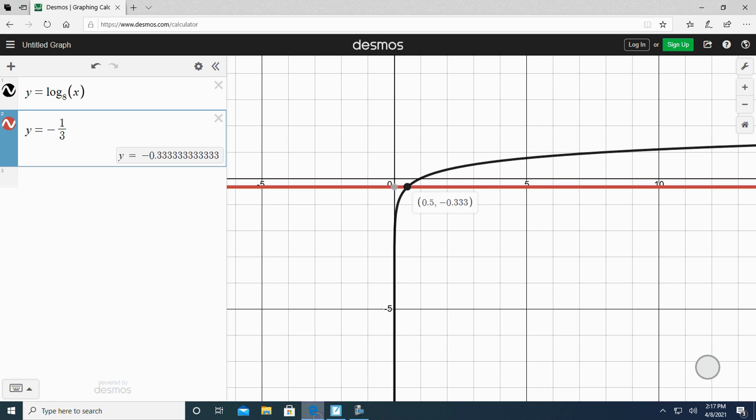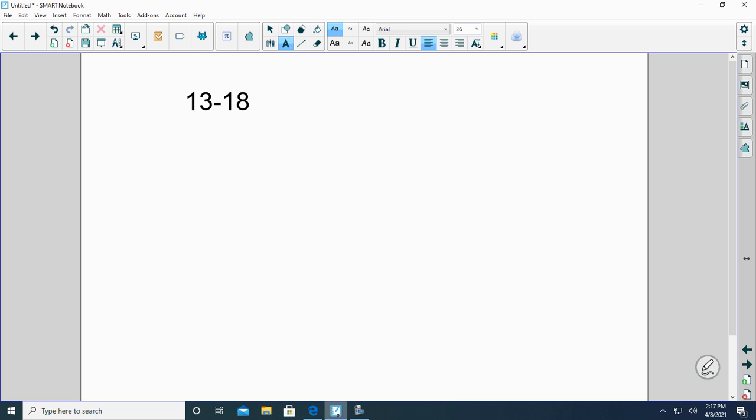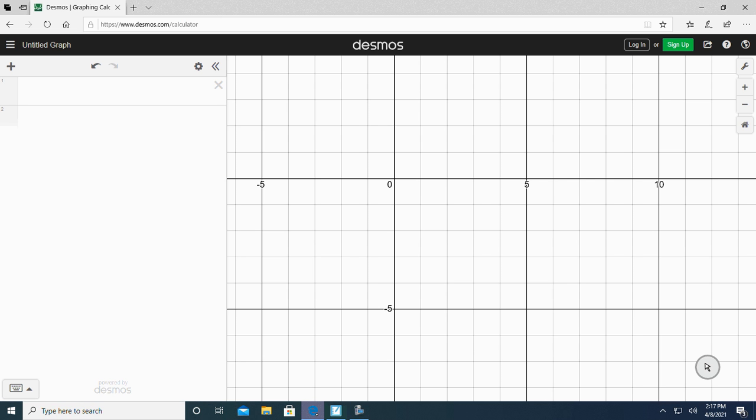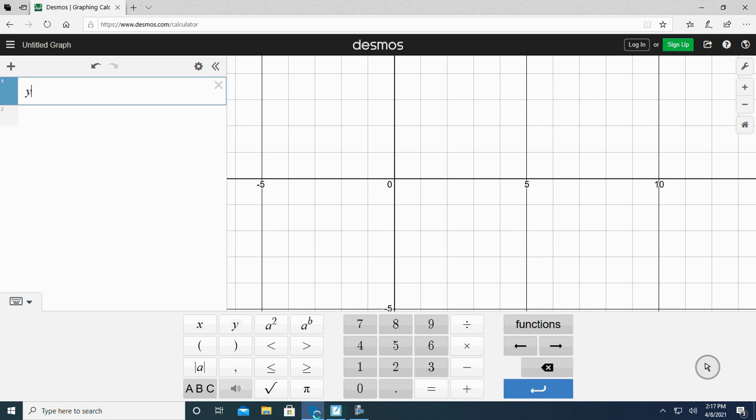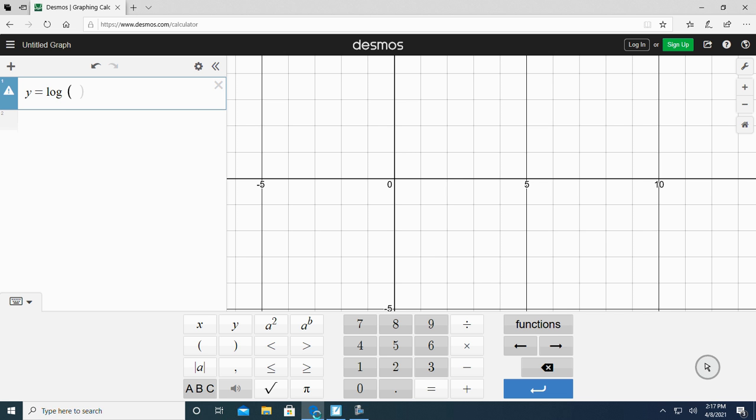Bring up Desmos. So number 13, you just have y equals functions, log base a. That's going to be a 3 down there. And let's see, can I move that? 3 to the x. So that's basically what the graph looks like.